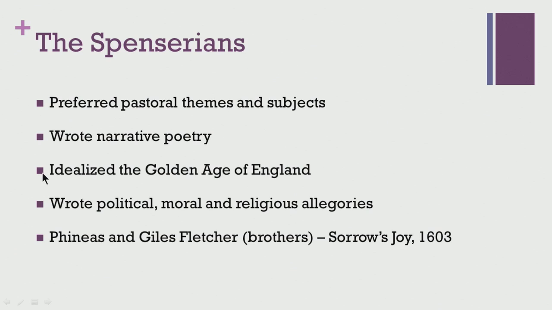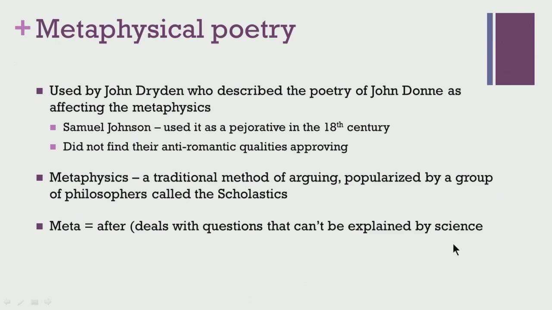So, what kind of poetry did the Spenserians write? They preferred pastoral themes and subjects, they predominantly wrote narrative poetry, and they had a tendency to idealize the golden age of England. They were a set of poets who were still living in the past and being very nostalgic about the age which had just passed by. They also wrote political, moral and religious allegories, keeping in tune with the spirit of the times, but we find them mostly, in an emotional sense, located in the Elizabethan times rather than in the Jacobean times. Two prominent writers of Spenserian poetry were Phineas and Giles Fletcher, who were also brothers. Their poem together, The Sorrow's Joy, was quite popular during the early 17th century.